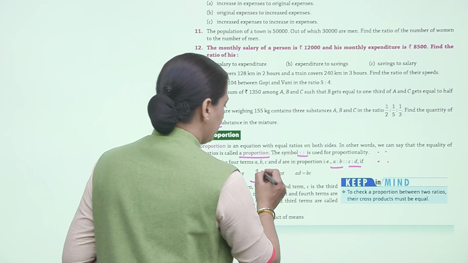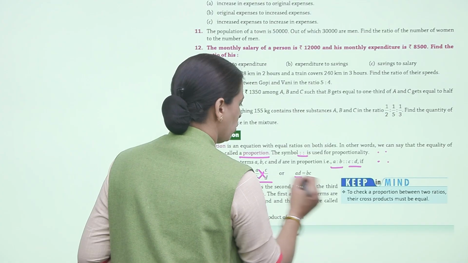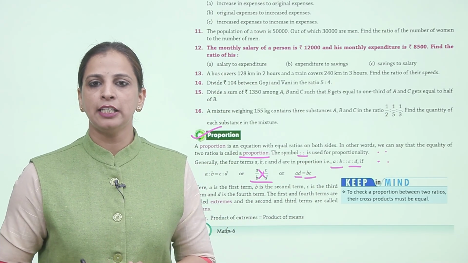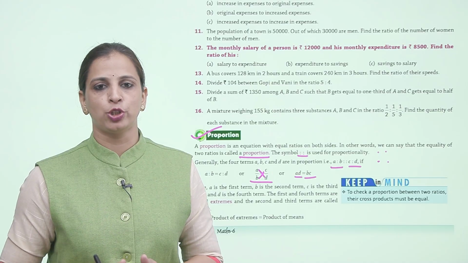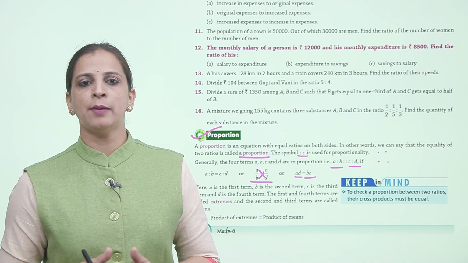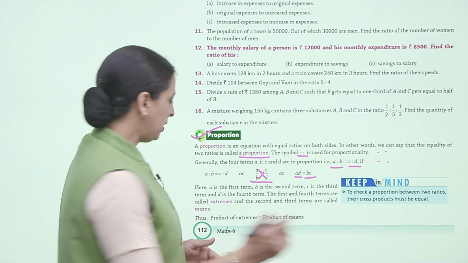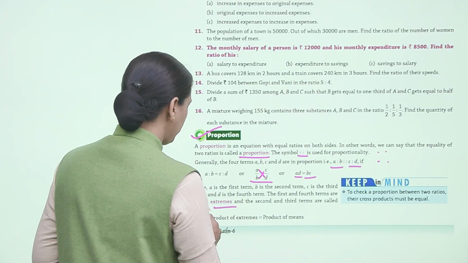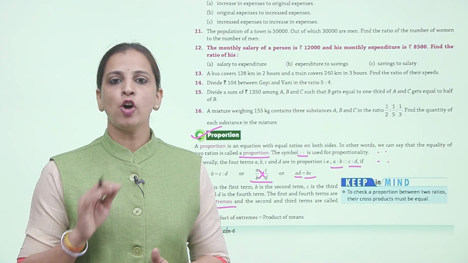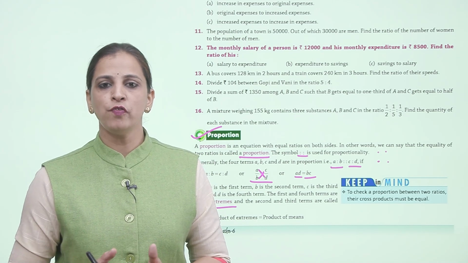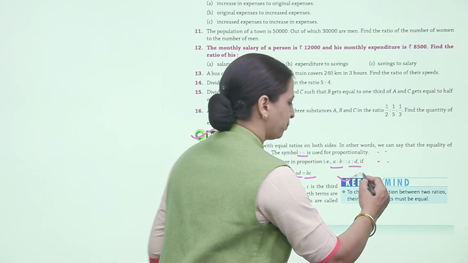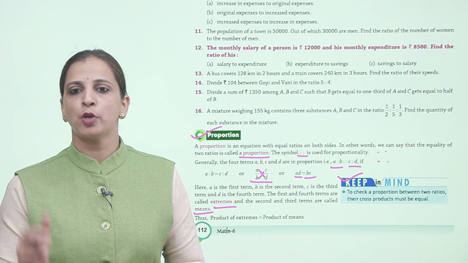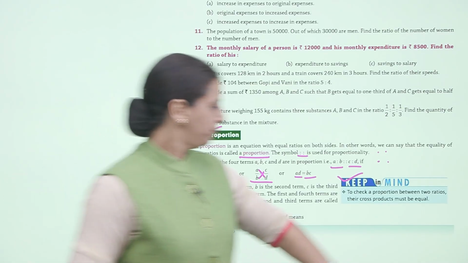or AD means cross multiply. AD is equal to BC. Here A is the first term, B is the second term, C is the third term and D is the fourth term. The first and fourth terms are called extremes means बाहर की, and the second and third terms are called means बीच की. Thus product of extremes is equal to product of means. Now keep in mind, to check a proportion between two ratios, their cross products must be equal.